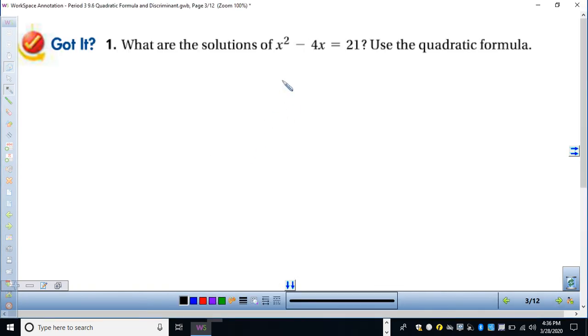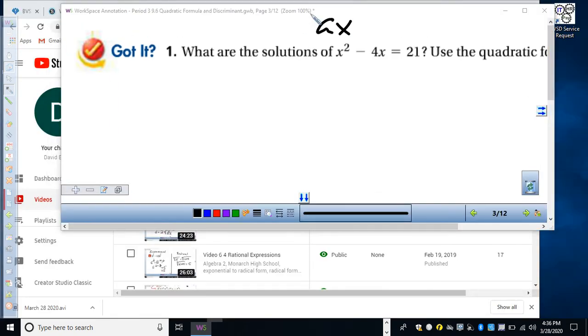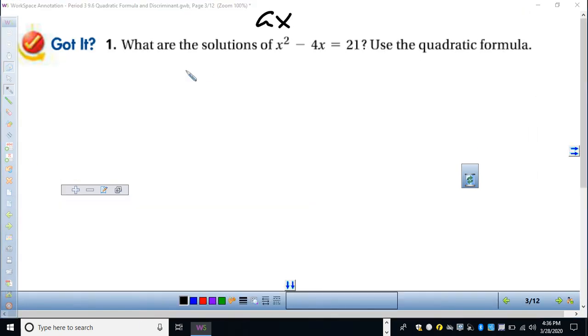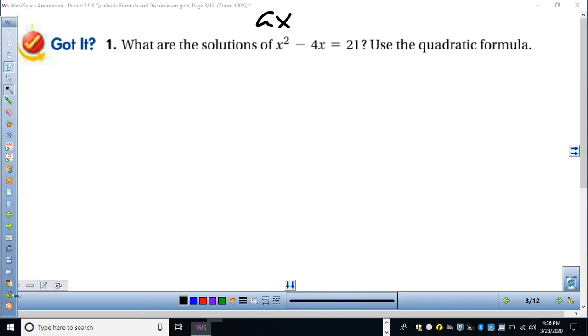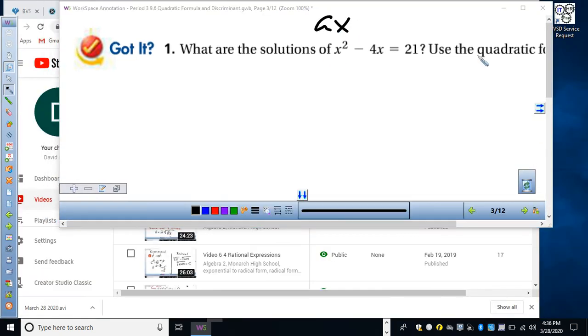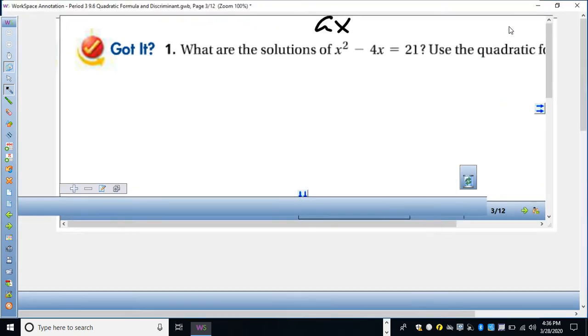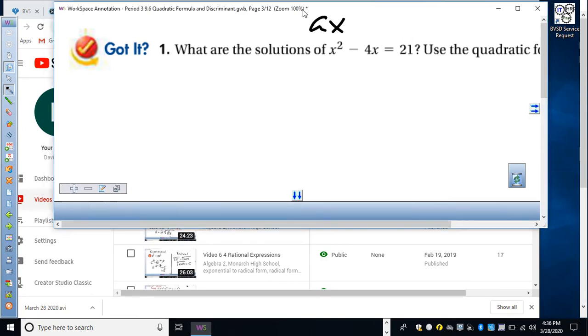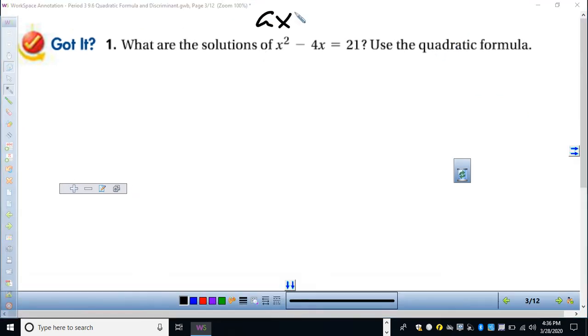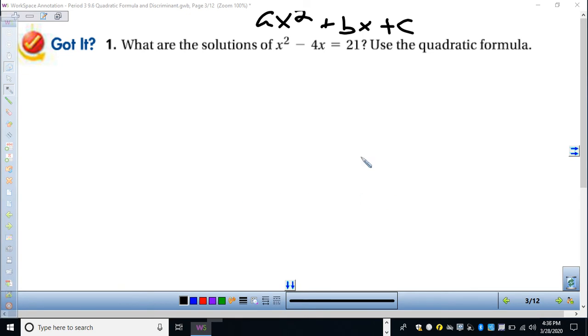Moving on to the next slide. Here we have x squared minus 4x equals 21. Again, we're trying to make it look like ax squared plus bx plus c. Sorry about that, some minor technical difficulties. I'm still learning how to use this board.